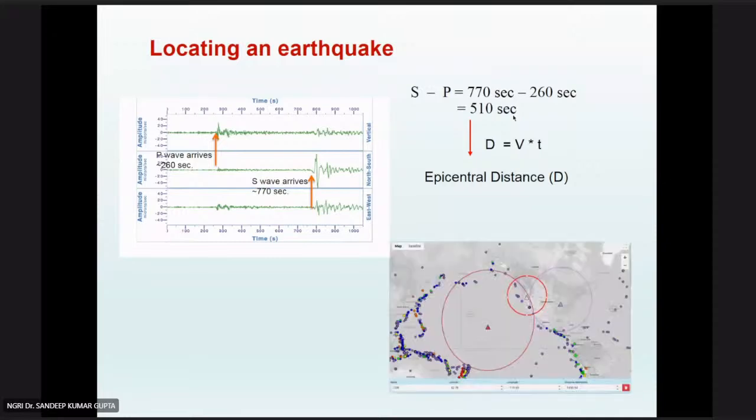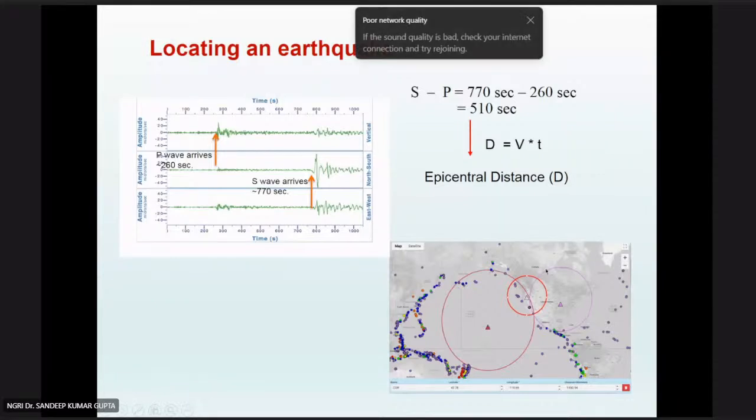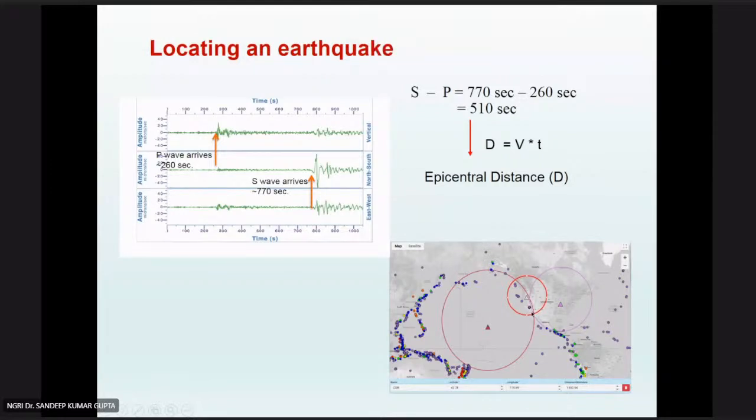So with the help of epicenter, suppose there are 3 stations, and with respect to this station, this is a circle for that epicenter distance. So where these 3 circles cut, we say that probably from this place the origin of the earthquake was. So this is how we locate an earthquake.